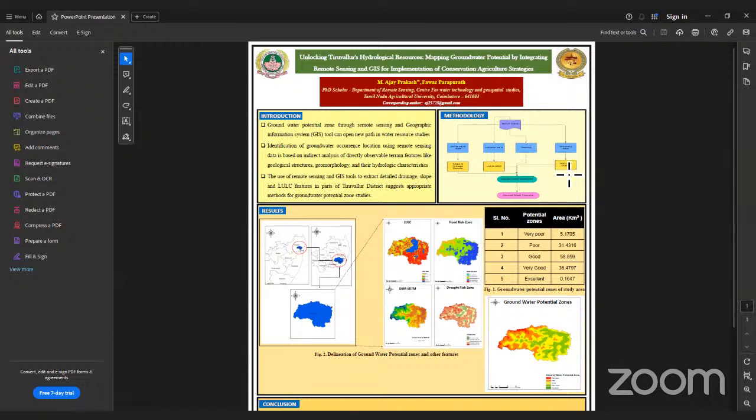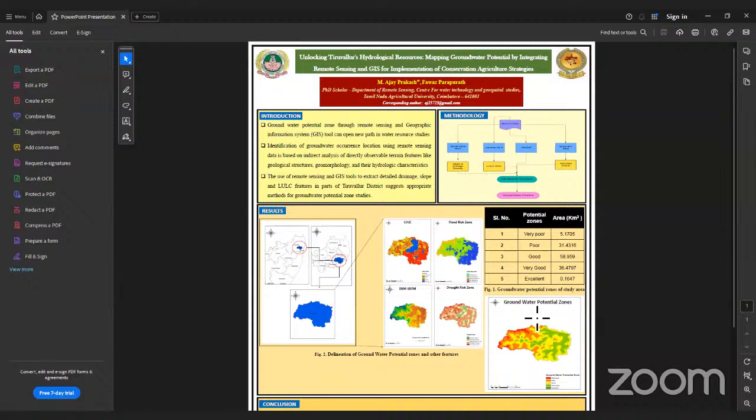So all the data were reclassified and I put them into a weighted overlay. This weighted overlay is nothing but setting the parameters for the groundwater potential according to the data I fed. So the final output of the groundwater potential you can see from the map.